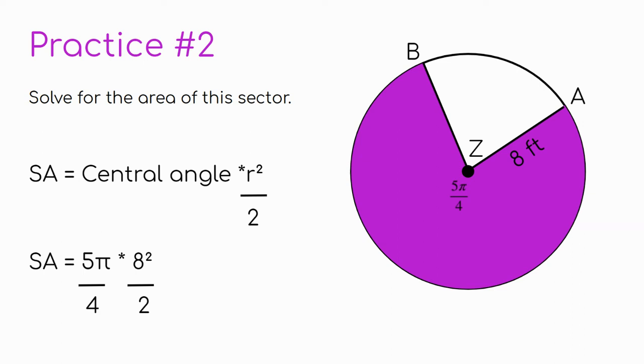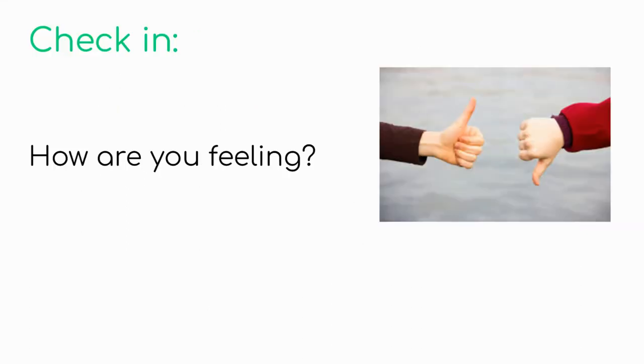Multiply straight across. 5 pi times 8 squared is like 5 times 64. I get 320 pi. 4 times 2 is 8. So 320 pi divided by 8. 320 times pi divided by 8. I get 125.66 feet squared. And that's all of it.